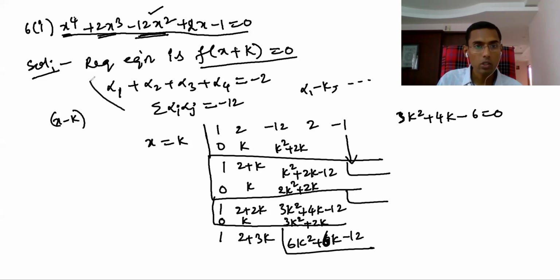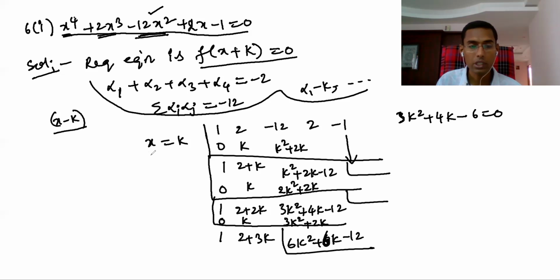Then we actually get this one, but this process is not required. What we are doing now is: the required equation in which third highest power is 0 is f of x plus k equals 0. That means we have to write the equation in x minus k terms. That means for x minus k factors, x equal to k, you have to divide the equation by x minus k. That is, x equal to k you should take, and you have to do synthetic division.